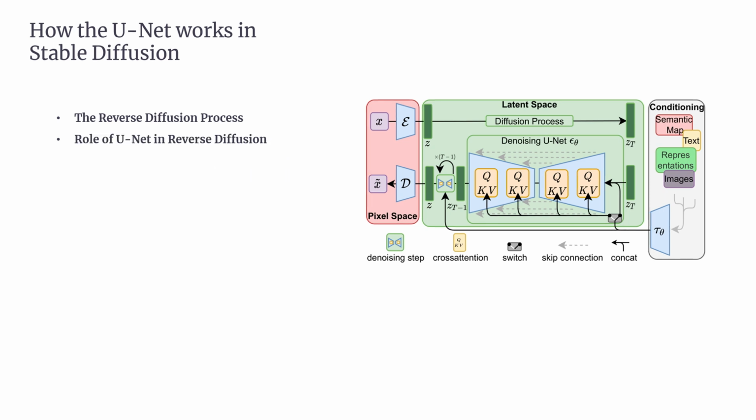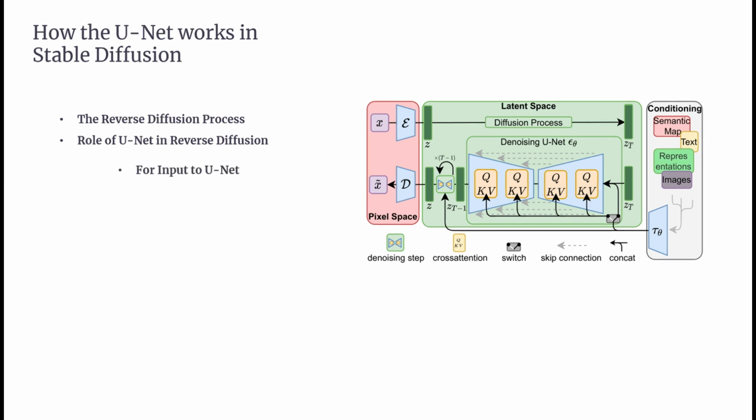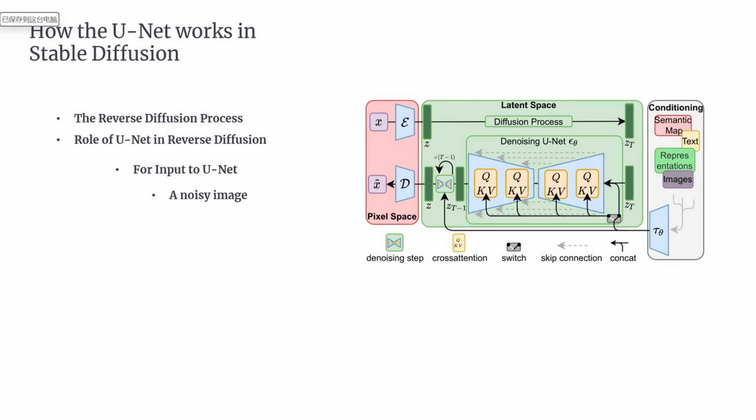The second, role of UNet in reverse diffusion. In the reverse diffusion process, UNet is responsible for denoising the image. Here's how it works. For input to UNet, at each step of the reverse diffusion, the UNet receives 1. A noisy image. This is the version of the image at the current step of the reverse diffusion process. It's still noisy, but gradually becoming clearer.